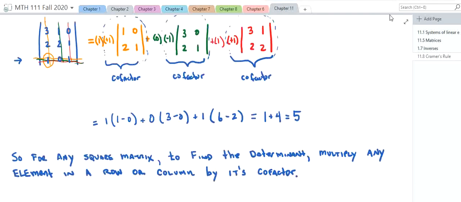So in general, for any square matrix, to find the determinant, you multiply any element in a row or column by its cofactor. So the elements we chose then are 1, 0, 1. We chose this row because there was a 0 in it and these were 1s. So this was 1 times its cofactor, 0 times its cofactor, 1 times its cofactor. And that results in the determinant of the matrix.